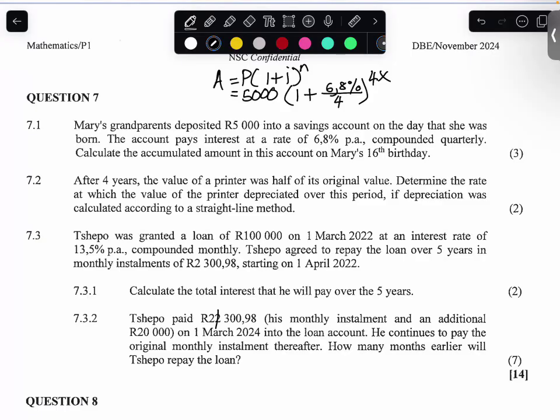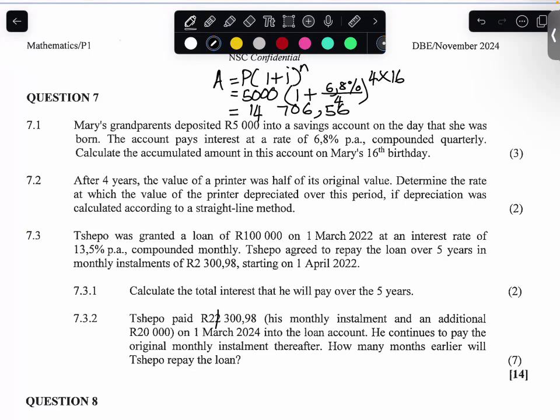So they deposited it on the day she was born, and calculate the accumulated amount in the account on the day she turned 16. So 4 times 16. 16 years, right? Don't overthink N if you don't have to overthink N. It's just 16 years at 4 payments per year, which gives you 64. And then the whole thing goes in on the calculator exactly as you see it. This is 14,706 and 56 cents.